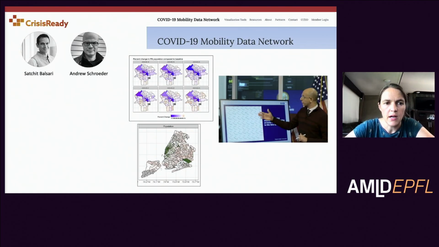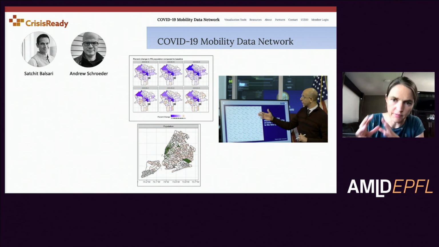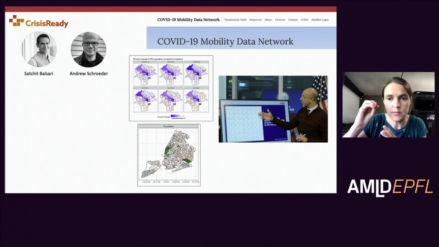So last year, together with Andrew Schroeder, who's at Direct Relief, and Sajid Balsari at Harvard, we put together this COVID-19 mobility data network, where we brought together a bunch of academics and partnered them with specific policymakers. We brokered the data sharing agreements. We worked with Facebook a lot for this. And then we provided daily reports to policymakers for a specific context, working with them iteratively to address their specific needs.